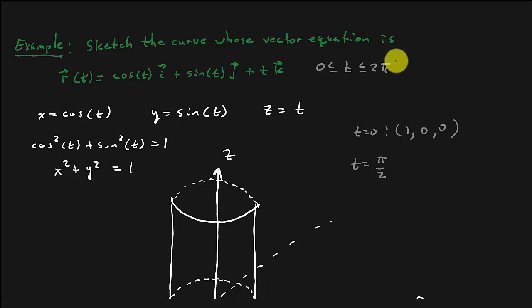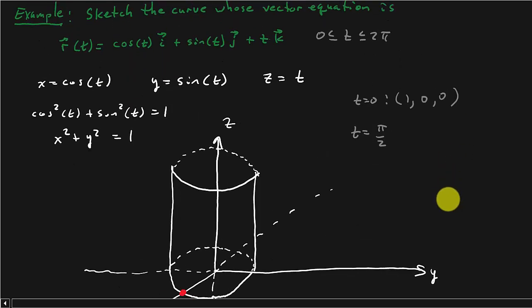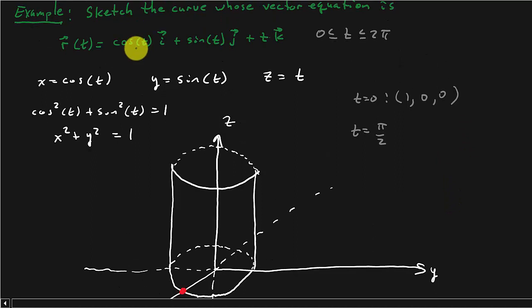So the values I would choose, yeah, I can choose pi over 3, I can choose pi over 6, I could choose 5.79 radians if I wanted to, but why would you do that? Okay? All right. So now if I choose pi over 2, the cosine of pi over 2 is 0, the sine of pi over 2 is 1, and then I plug the pi over 2 in for t right here, and that's going to give me pi over 2.